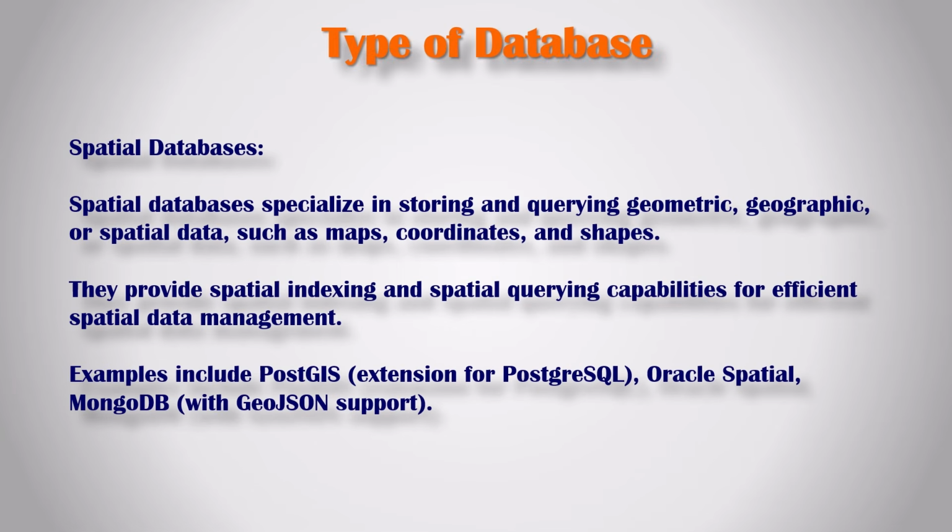Spatial databases. Spatial databases specialize in storing and querying geometric, geographic, or spatial data, such as maps, coordinates, and shapes. They provide spatial indexing and spatial querying capabilities for efficient spatial data management. Examples include PostGIS, an extension for PostgreSQL, Oracle Spatial, MongoDB with GeoJSON support.